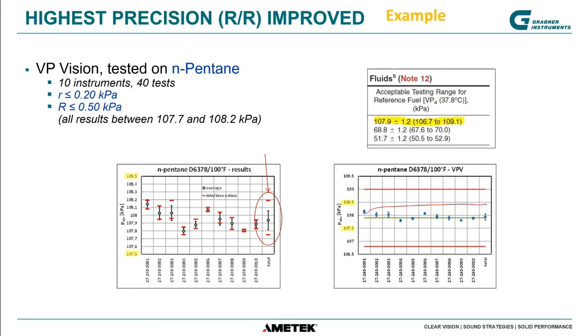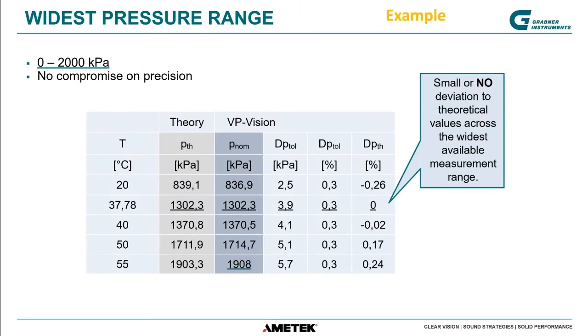Just to point out the high precision that we have: the red bars here are the precision allowed by the standard, and the small bars are where our instruments are measuring. Also, this one shows the very high pressure range, and this was a test of pure propane, of which you have a theoretical value, and you see, especially at 100 Fahrenheit, there is very, very small deviation, if not no deviation, between theoretical and tested.